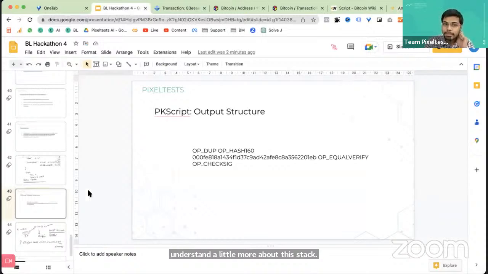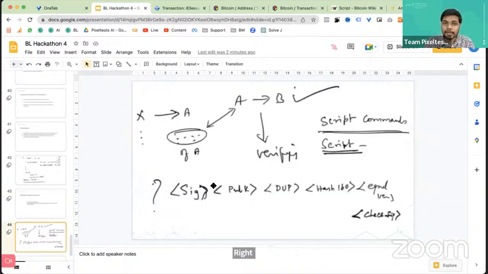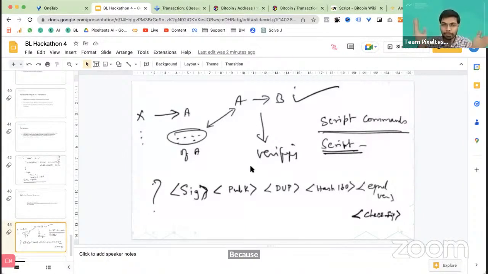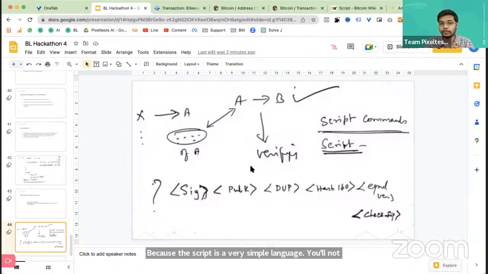So what the professor explains to us is that the script is a very simple language, so you will not be able to do something outside of the blockchain network, like some assembly language or microprocessor language. You'll not be able to solve engineering problems. It will help you solve the blockchain related commands, which are the script commands.